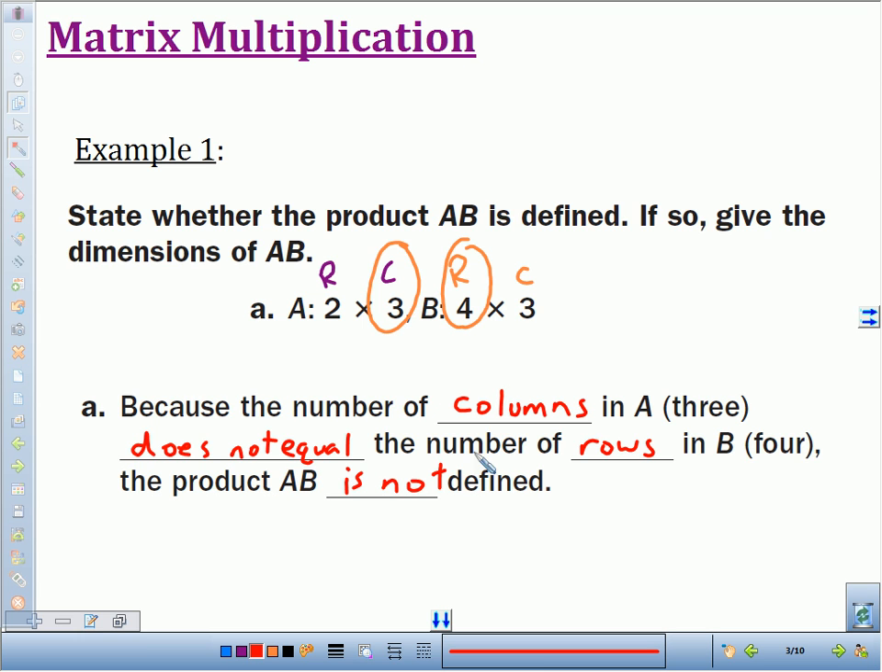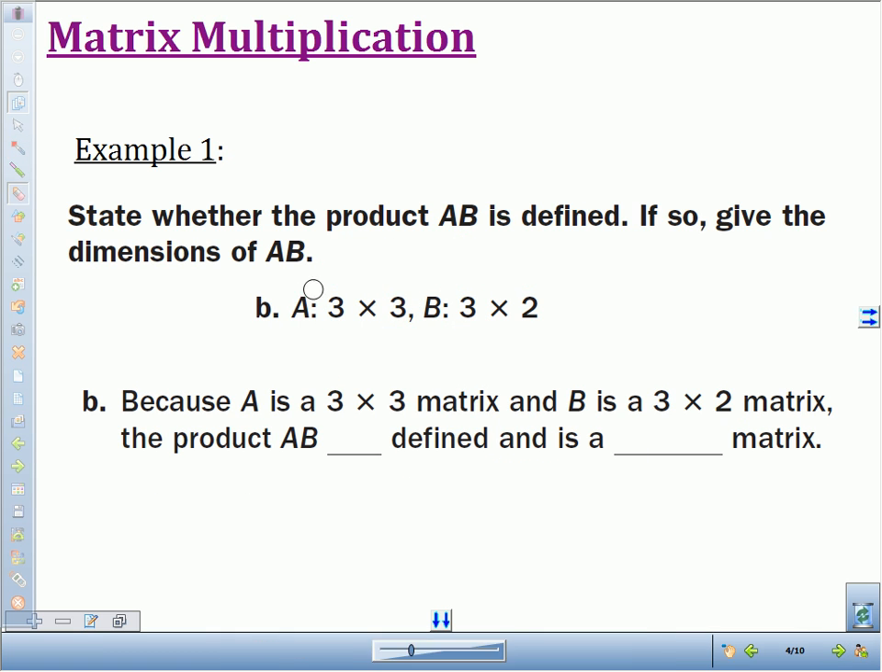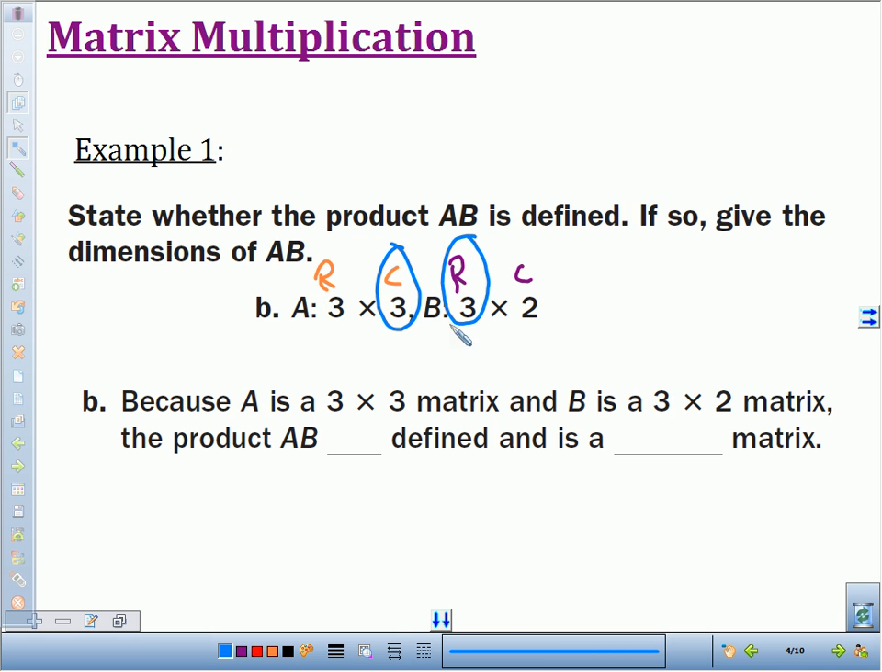Now let's look at a different example. Now I have two more matrices. Matrix A has 3 rows and 3 columns. Matrix B has 3 rows and 2 columns. So in order to decide if the product is defined, I look at the columns of A, the rows of B, and I see that 3 does in fact equal 3. So because A is 3 by 3 and B is 3 by 2, the product is defined.